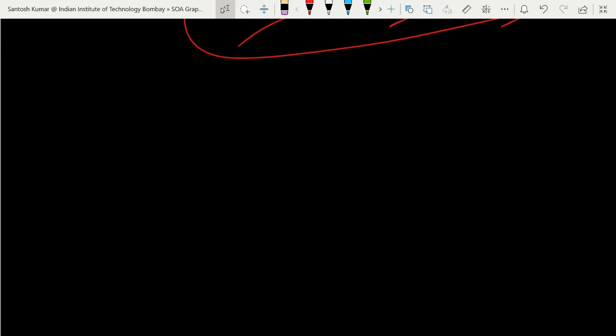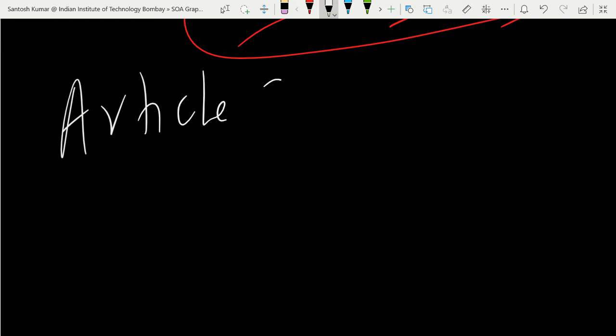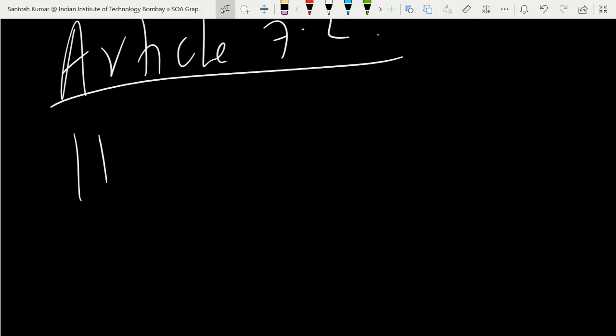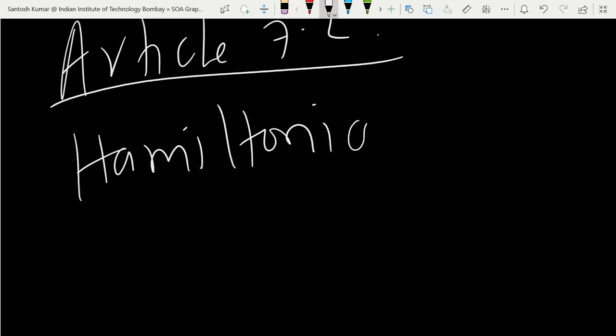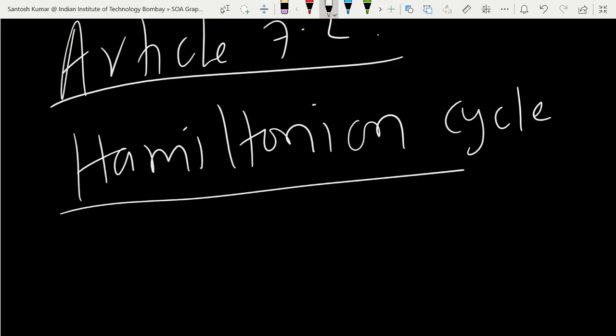So we have article 7.2, and we have to study here about Hamiltonian graph. So Hamiltonian graph or Hamiltonian cycle. So Hamiltonian cycle we have to see.